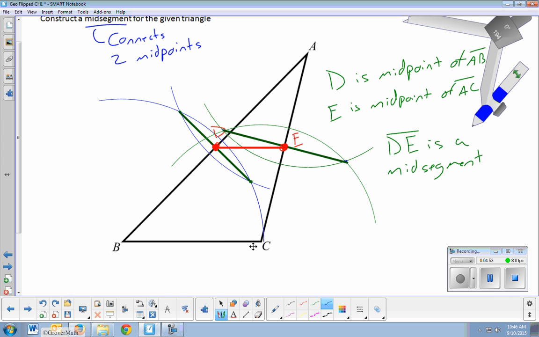DE is half the length of BC. So a mid-segment is half the length. Now, how would I say that? Well, it's not just half the length. There is another relationship between DE and BC, and that is that they are parallel. DE and BC are parallel. They have the same slope. If I extend DE and I extend BC, they will never intersect. They'll never get closer and never get further away. They are parallel. So the mid-segment DE is parallel to BC. That's the symbol for parallel, two vertical small lines.